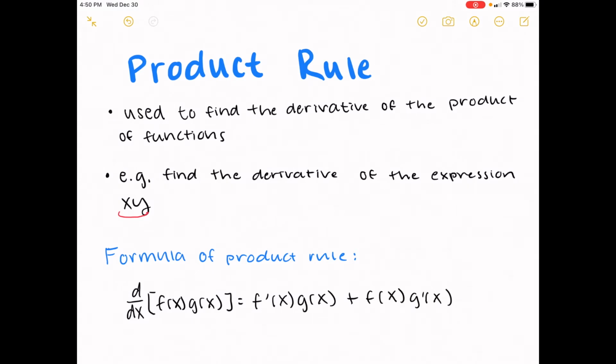So the formula for the product rule is right here, and it is as follows. If you have some function f of x multiplied by some function g of x, and this is just a generic expression, then the derivative of those two functions multiplied together is the same thing as the derivative of f of x times g of x plus f of x times g prime of x. And remember that whenever I say f prime of x or g prime of x, it's the same thing as the derivative of f of x or g of x, respectively.